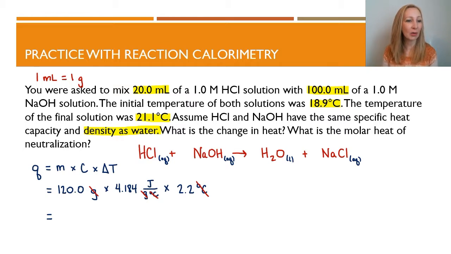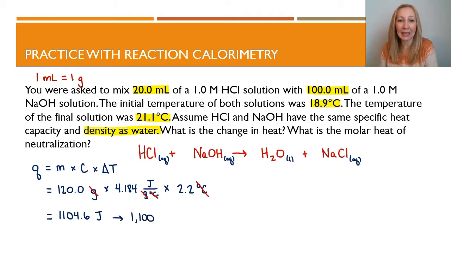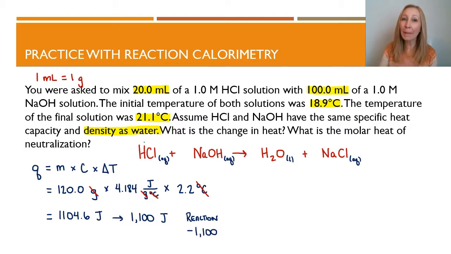So my answer, and we'll round this to two significant figures: the calculator gives me 1,104.6 joules, and I'm going to round that to 1,100 joules. That's how much the water is gaining, which means that the reaction, and what we care about is the heat of reaction or the energy of the reaction, is losing that energy. So the reaction is going to be the opposite of that. Remember, the Q lost equals the Q gained. So the reaction is going to be negative 1,100 joules.